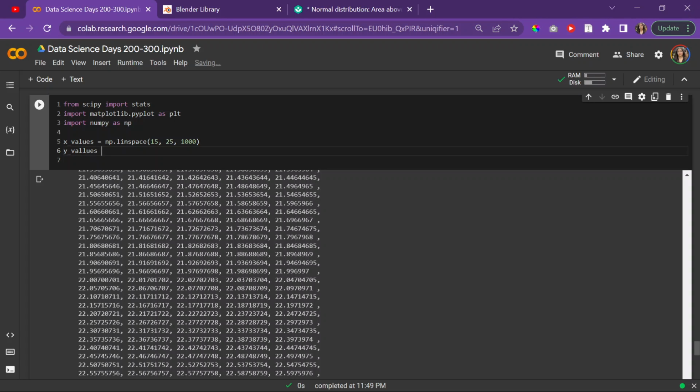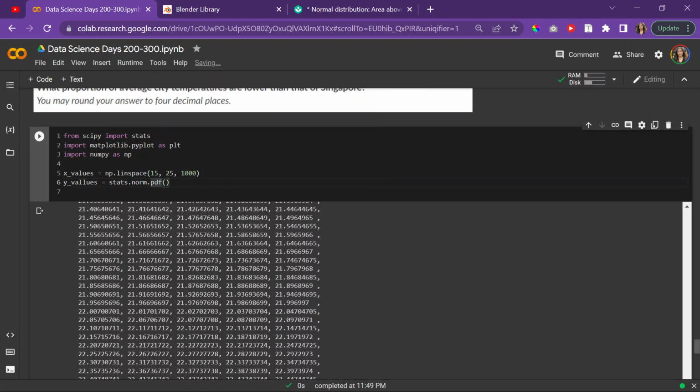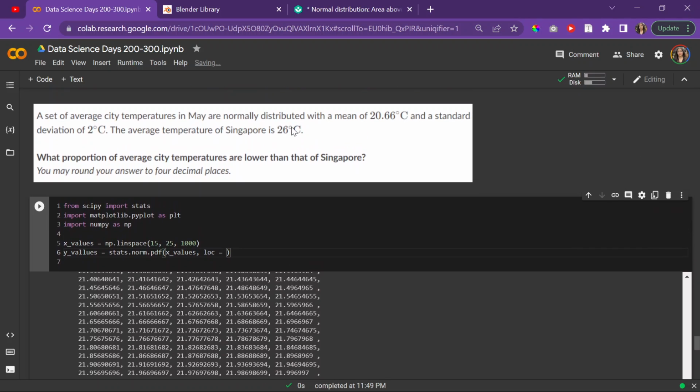Then my y values. Again, the whole point is to get our x and y values so we can plot them. That is going to be stats.norm, and I'm going to use the pdf method. PDF stands for probability density function. So I'm basically calculating the probability density of all these x values with respect to the mean and standard deviation that they give us.